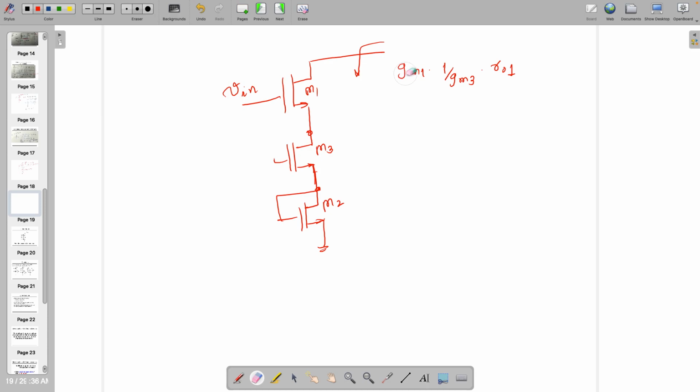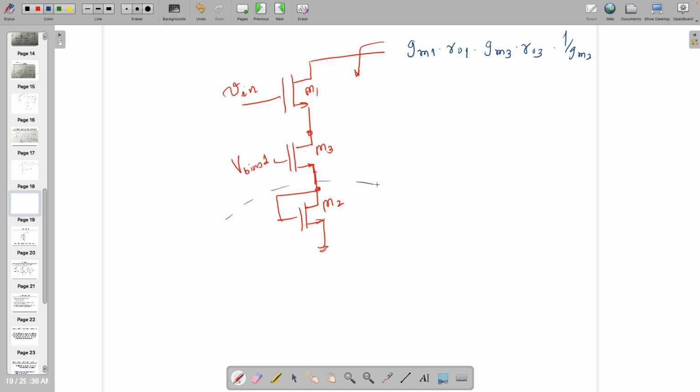Now tell me what is the resistance? This is V bias 1. Now what is the resistance, Narmit? Why are you getting confused now? GM1 into RO1, very good, into GM3 RO3, into 1 by GM2, into RO. Look, you have to wait for the last transistor.